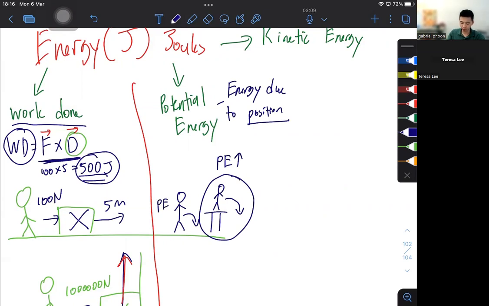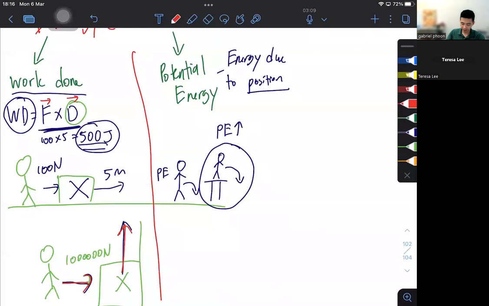Now, potential energy's formula is given as potential energy equals mass times gravity times height. Okay, so let's say, for example, this guy here has a total mass of 50 kg.